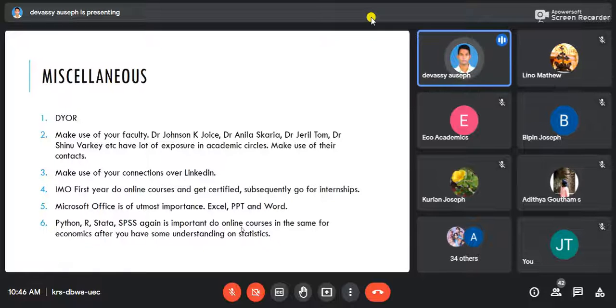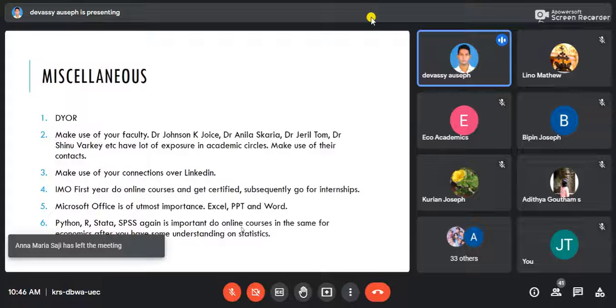And if you are in your first year of college, do online courses and get certified. Subsequently, go for internships. So, ideally, what I'll do if I'm in your shoes is, first year I'll do a lot of online certifications, and second year I'll go for internships. Second and third year I'll go for internships.